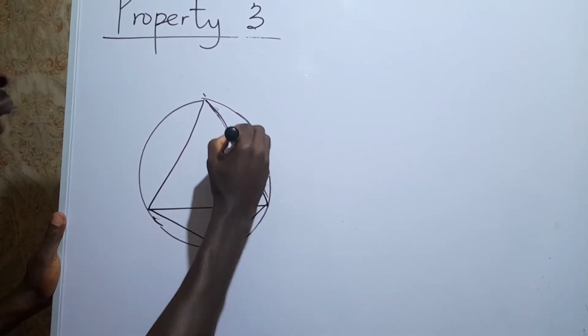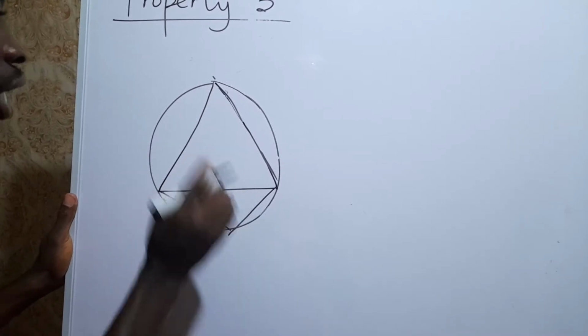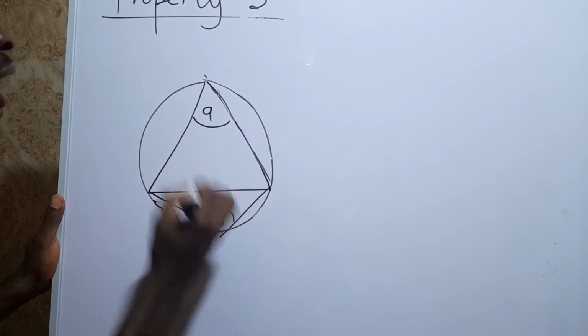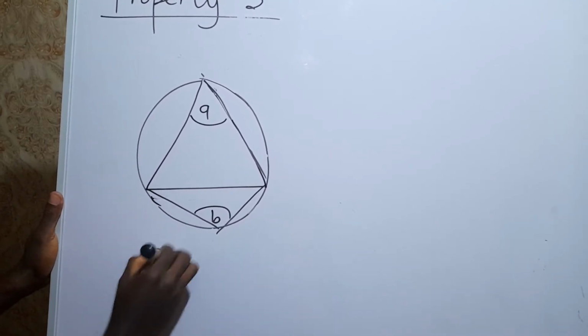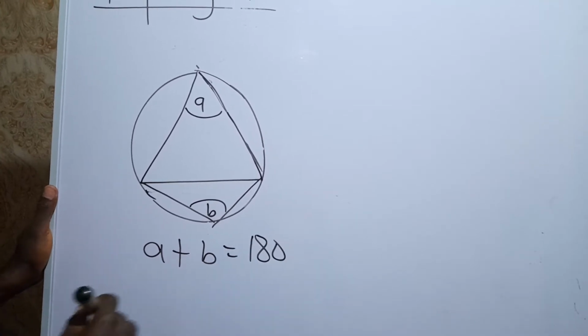Look at it. The same chord sustains an angle here, on the two opposite sides of the circumference of the circle. Then the sum of those angles is equal to 180 degrees. So say A plus B will be equal to 180. Please take notice of it.